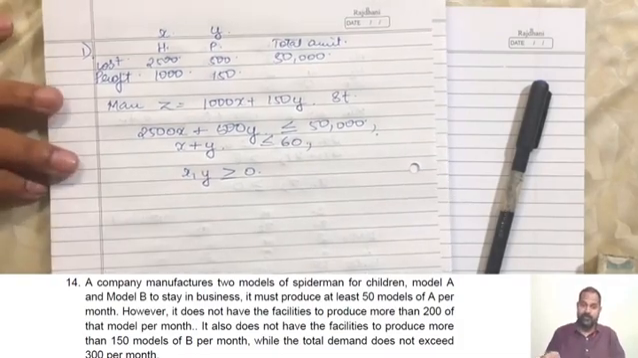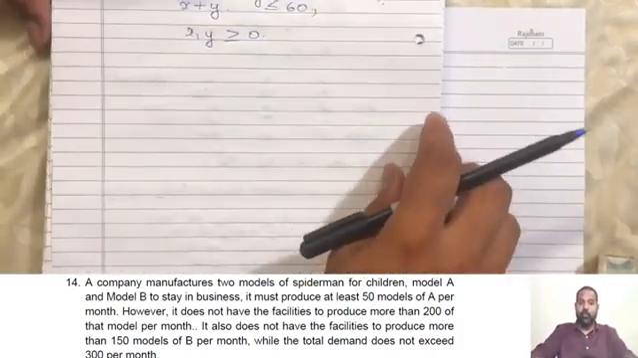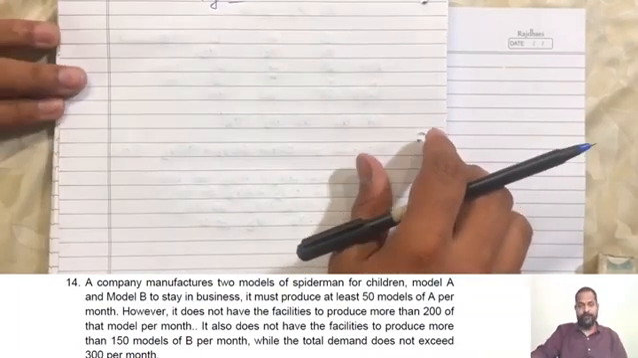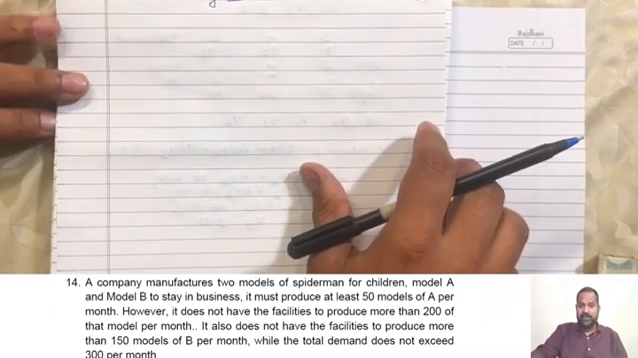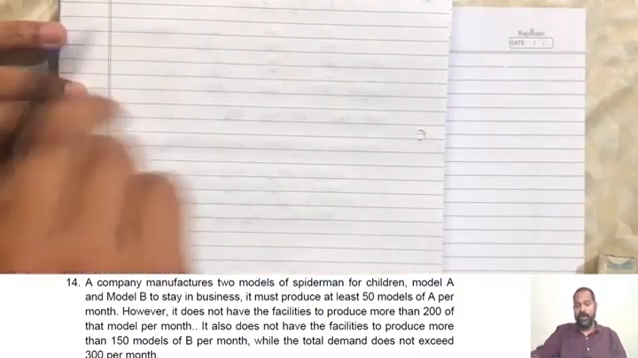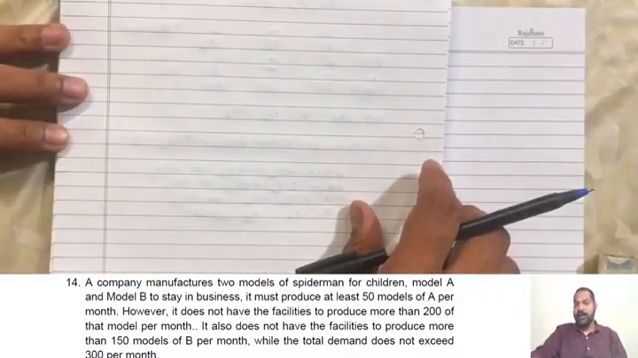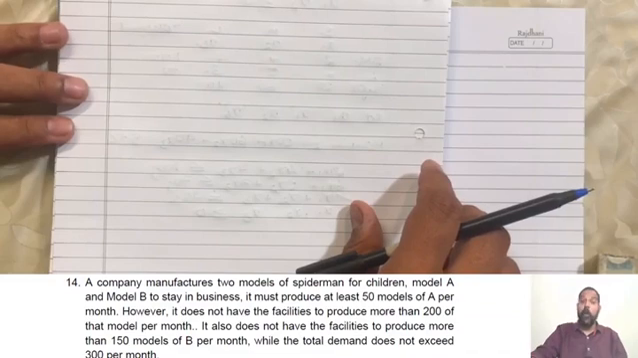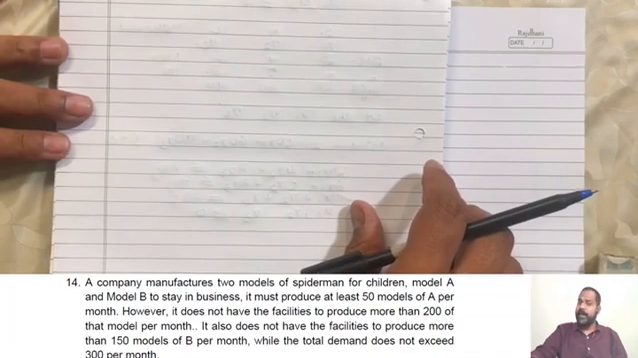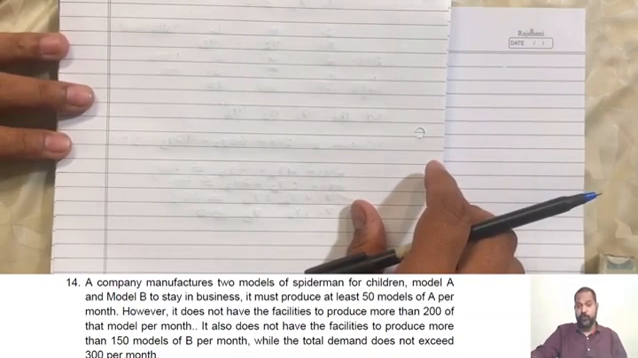A very good question. A company manufactures 2 models of Spider-Man for children, Model A and Model B. To stay in business, it must produce at least 50 models of A per month. However, it does not have the facilities to produce more than 200 units of that model per month. It also does not have the facilities to produce more than 150 models of B per month, while the total demand does not exceed 300 per month.